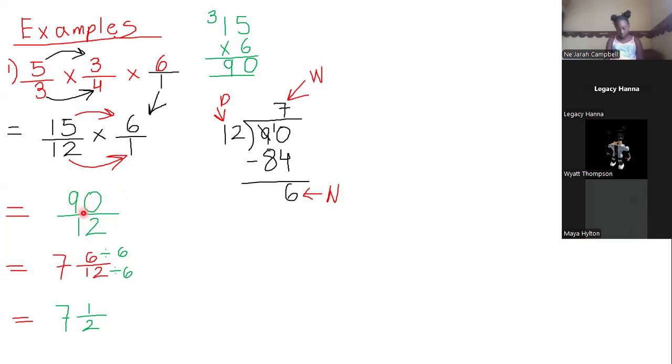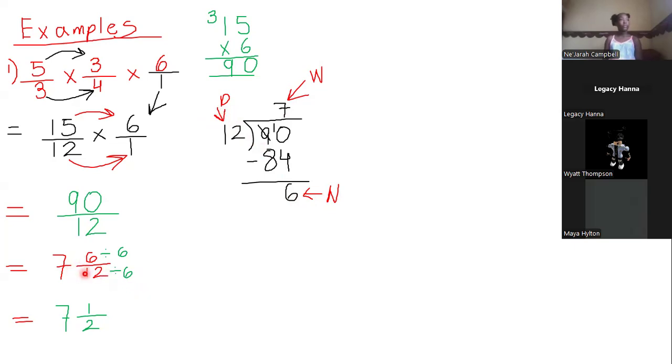We set up 90 and 12 in long division. And what happened after that? We divided. What was our answer? 7 and 6/12. How did we get that? What does a 7 turn into? The 7 turns into the whole number. The 6 turns into the numerator. And 12 turns into the denominator. Good. So we have 7 and 6/12.